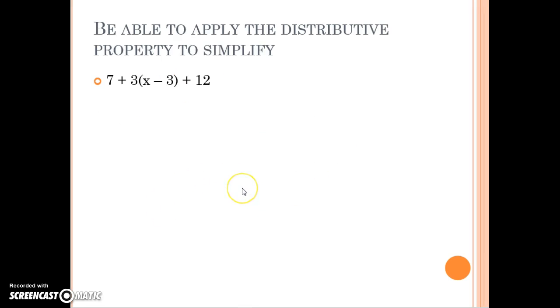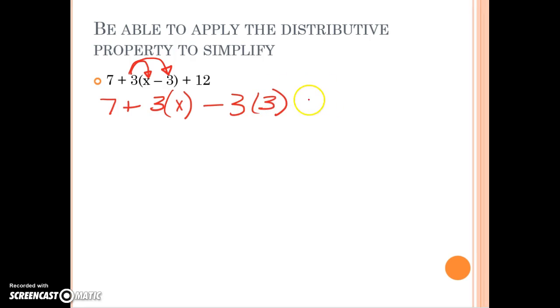Be able to apply the distributive property to simplify expressions. Remember, grandma outside the house comes and brings a present to each grandkid. We'll rewrite that. Grandma, the 3, is going to come and visit her grandkid x, and she is going to come and visit her grandkid 3. 3 times x is 3x. 3 times 3 is 9.